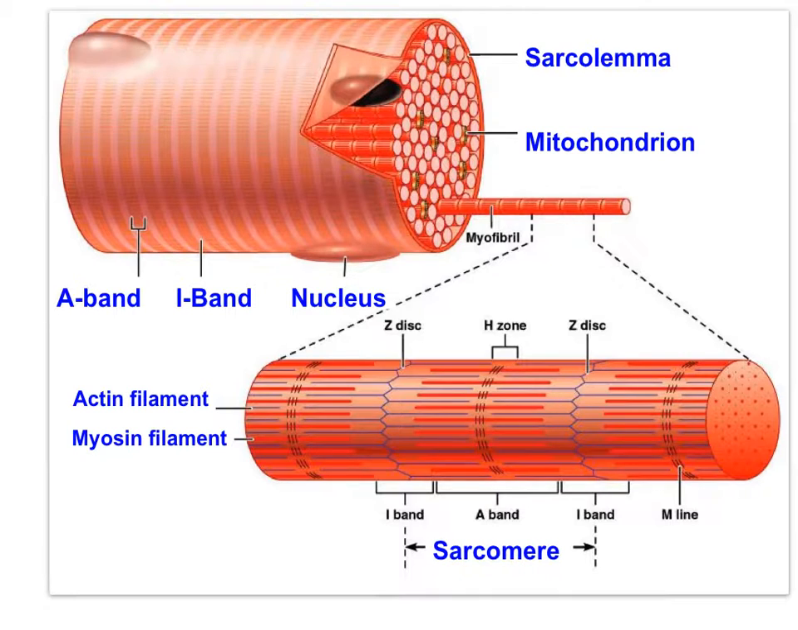Form, function. The form, the pattern, ties directly to function. The striations result from the overlapping actin and myosin filaments within the cell. The length of the myosin filament is known as the A band, and this is an area of high overlap. The actin-only region is known as the I band, no overlap.